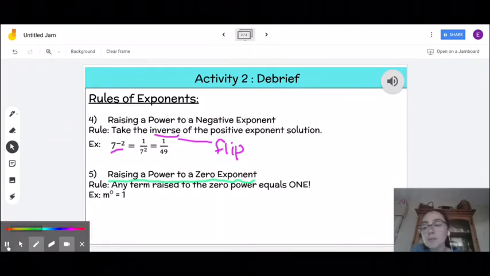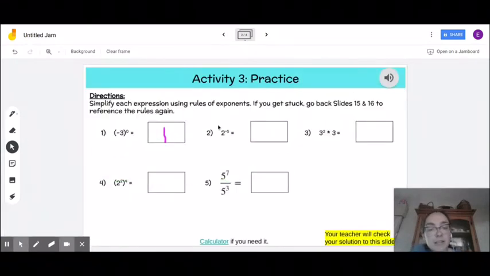So if I come back to my page over here, I can rewrite this as 2 to the negative 5th. As we said, we had to flip our fraction, so it's going to be 1 over, with our positive exponent, so 2 to the 5th power. When we type that into our calculator, we get the number 1 over 32.